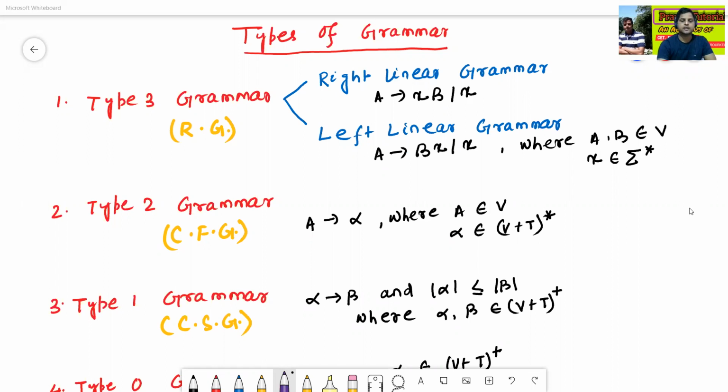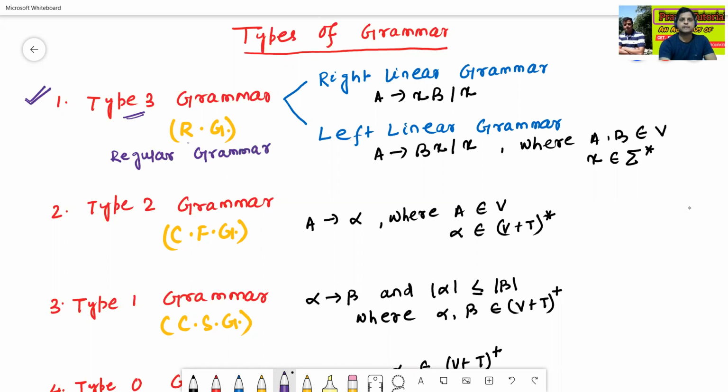See here, the first grammar is called type 3 grammar. Type 3 grammar is called RG. RG means regular grammar.